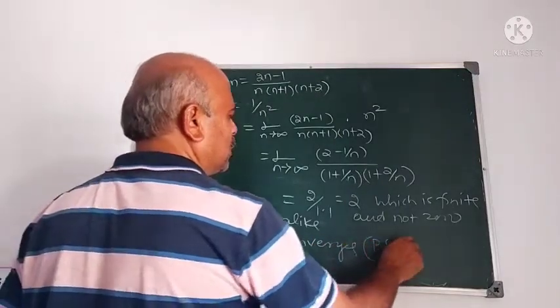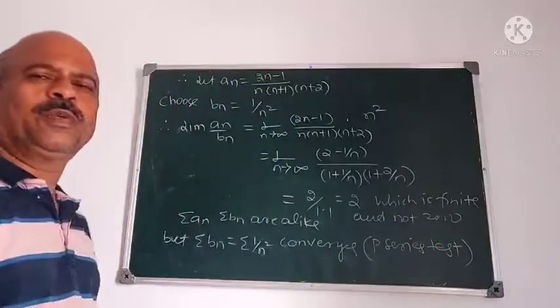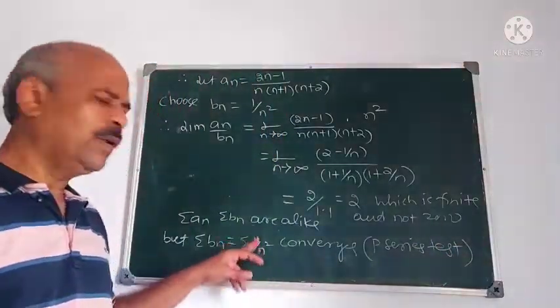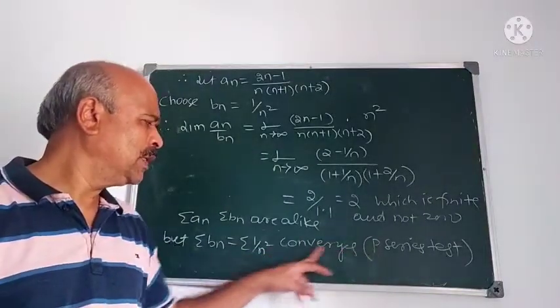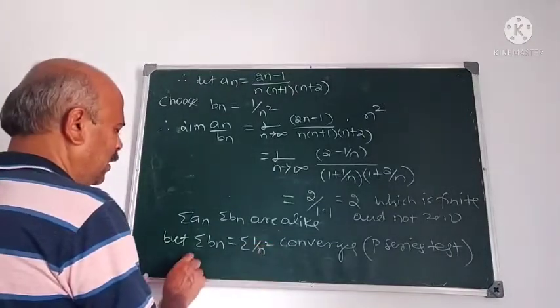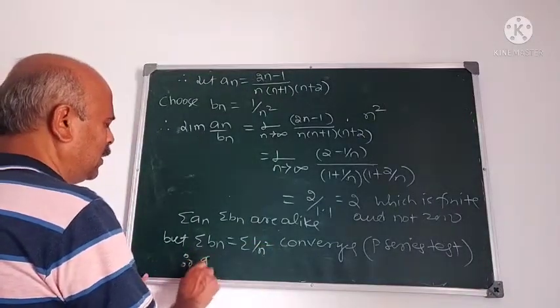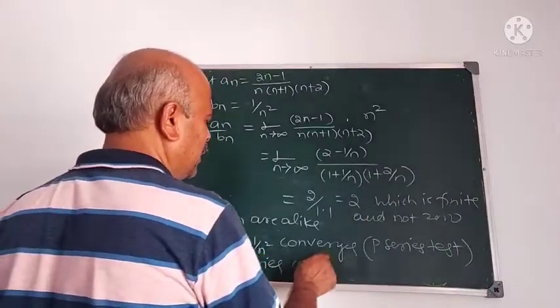Because of the P series test, or auxiliary series. What does the P series test say? Sigma 1 upon n raised to P converges if and only if P is greater than 1. P is greater than 1 here, it is 2. Therefore, the given series converges. That is the conclusion.